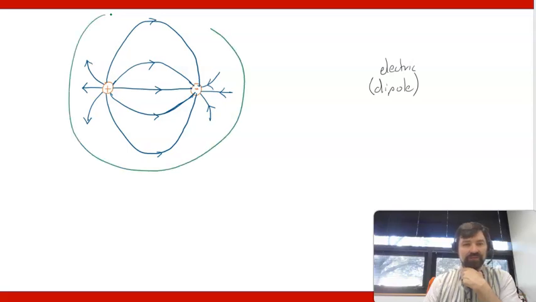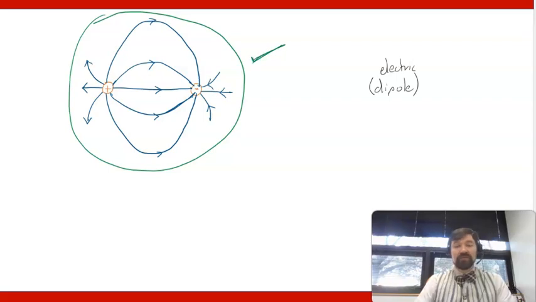So I'll circle this guy out in green, put a nice check mark. It obeys all the rules. Now, this field configuration that I've drawn here is a rough representation of the field due to an electric dipole.